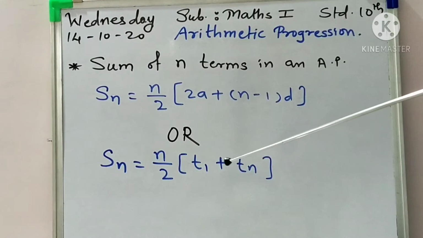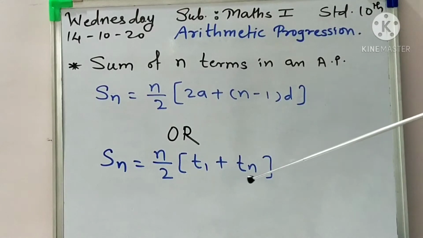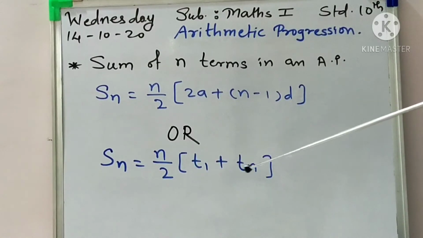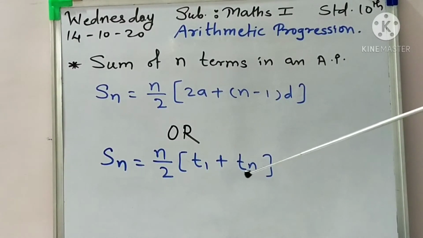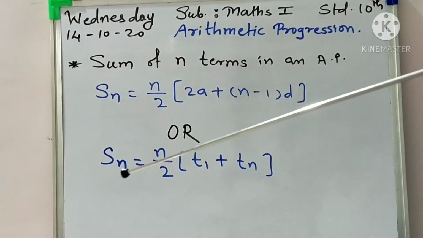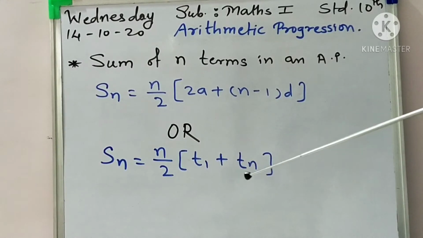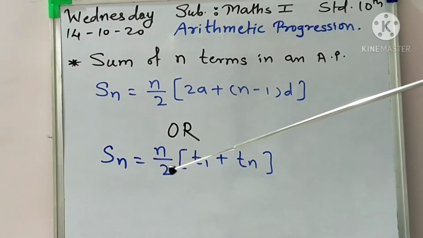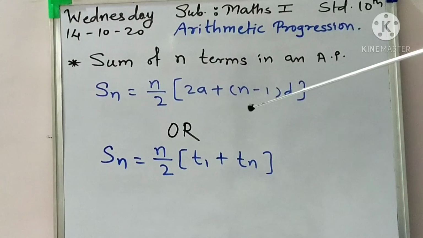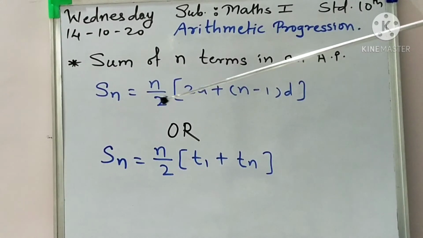It means that if we are given the AP and the last term is also given, then we use this formula, where T1 is the first term and Tn is the last term of that AP. If it is given, then we use the formula Sn equal to n upon 2 in bracket T1 plus Tn. So we have these two formulas to find the sum of n terms, and using them we now solve our next practice set 3.3. So let's start practice set 3.3 here.